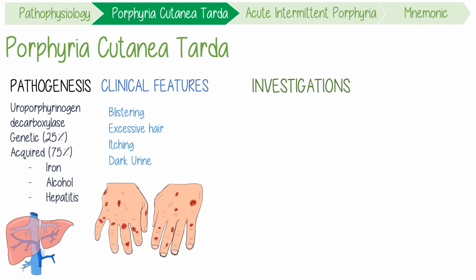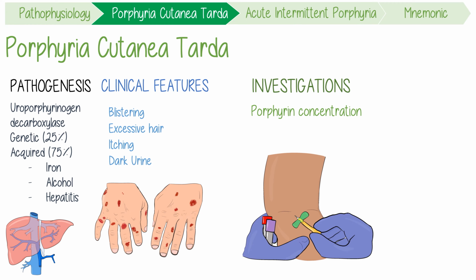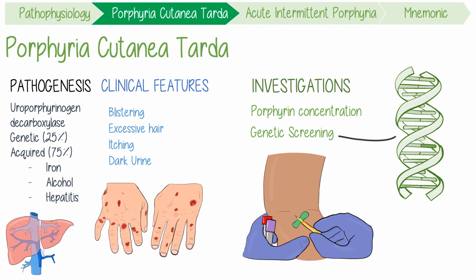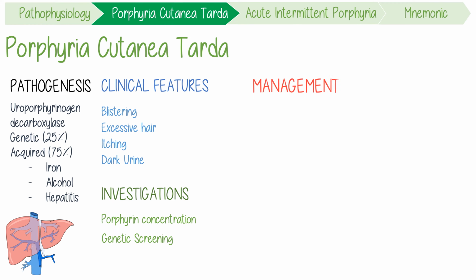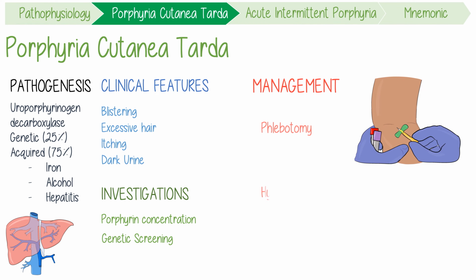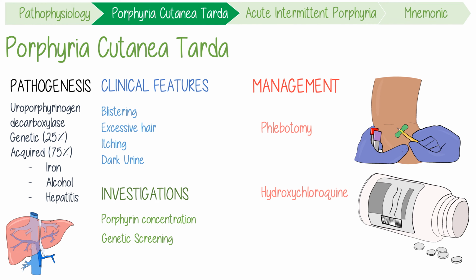PCT is investigated by measuring the plasma and urine porphyrin concentration. You should also think about getting genetic screening for inherited causes and investigating underlying acquired causes like hepatitis or hemochromatosis. Management often includes repeated phlebotomy and low-dose hydroxychloroquine, along with avoiding exacerbating factors like alcohol.